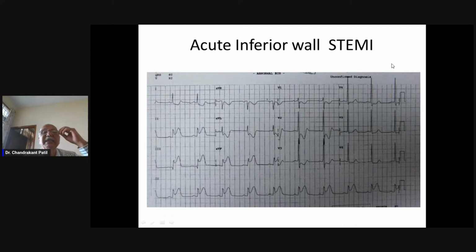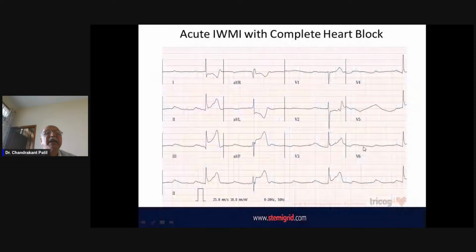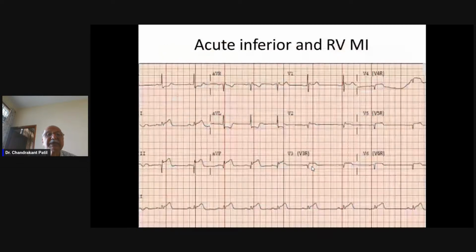So this is just an example of inferior wall MI. II, III, aVF, there's an elevation, okay, with ST depression in the anterior leads. This is acute inferior MI with ST elevation here in II, III, aVF. And there's a complete heart block also there. See, P waves are more than the QRS complexes. There's a complete heart block.